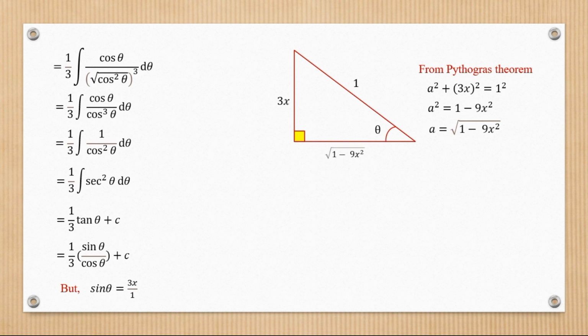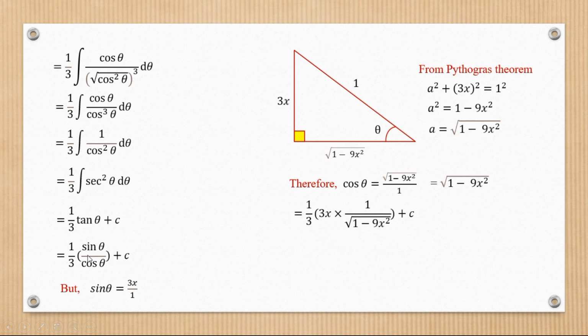So therefore that's going to be the adjacent value. So that means the value of cos theta shall be equal to the root of 1 minus 9x squared over 1. So this is the same as just root of 1 minus 9x squared. So when you substitute that back in right here, this is what we end up having: 3x times 1 over root of 1 minus 9x squared. You can already see, this 3 and this 3 shall cancel. Then we'll be left with this x right here at the top. So we'll have x over the root of 1 minus 9x squared plus c, and that's going to be our answer.